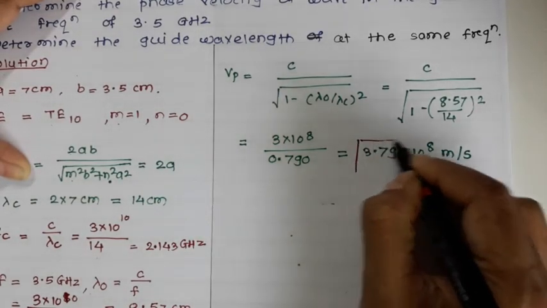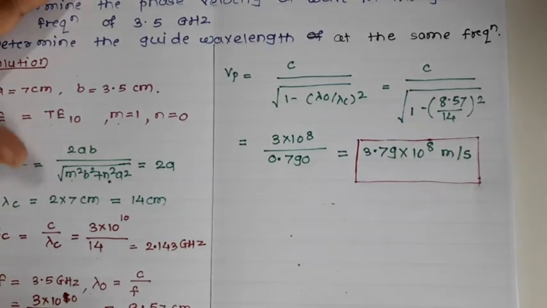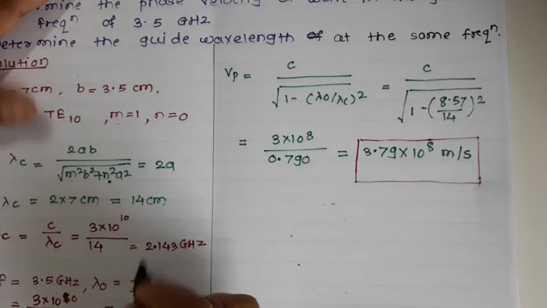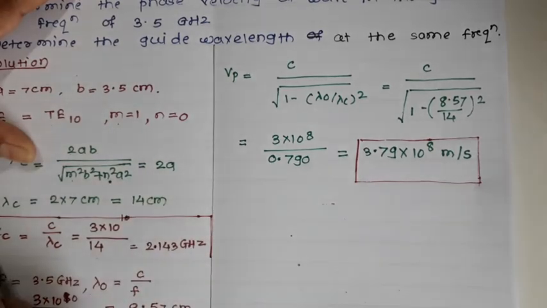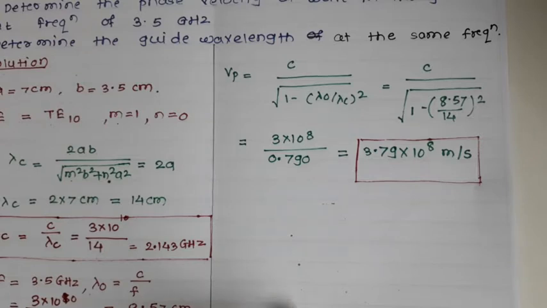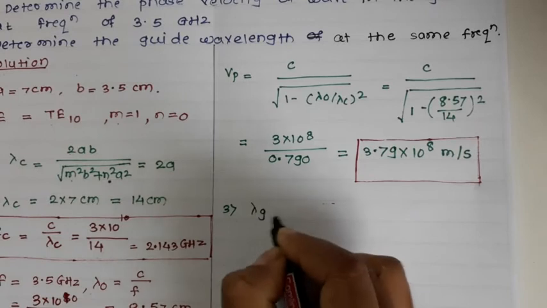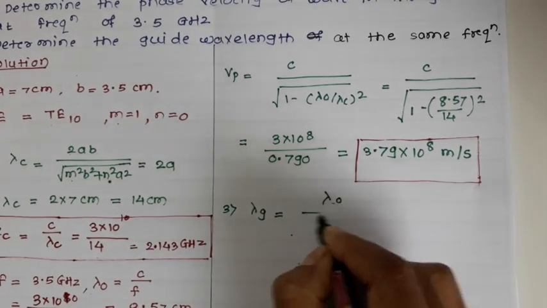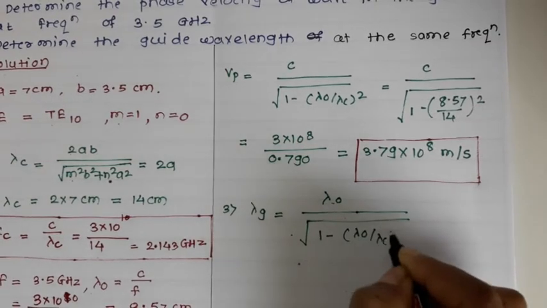As we have already seen, our phase velocity is always greater than the velocity of light. So this is the phase velocity, and this is the cutoff frequency which we have calculated. So two things we have solved right now: cutoff frequency and the phase velocity. Okay. The third thing which we want is to determine the guide wavelength at the same frequency. Now how to calculate the guide wavelength? So this is the second, and this is the third. So the guide wavelength is, as we have already seen, lambda 0 divided by the square root of 1 minus (lambda 0 by lambda c) square.